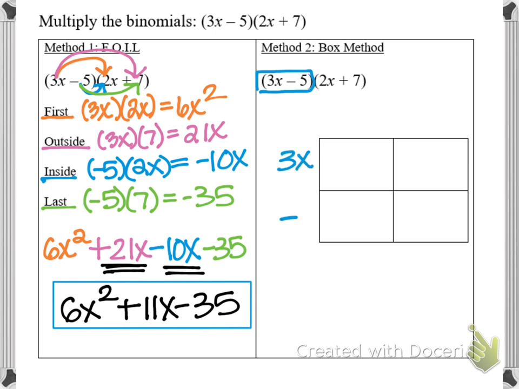So on the side of the box, I'm going to put the 3x and the minus 5. On the top of the box, I'm going to write the terms of the second binomial, which are 2x plus 7. Now, inside each square, we put the product of each of the terms of the binomials. So again, there's 4 squares because we have to distribute 4 times.